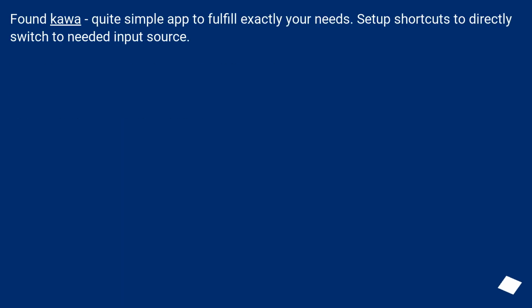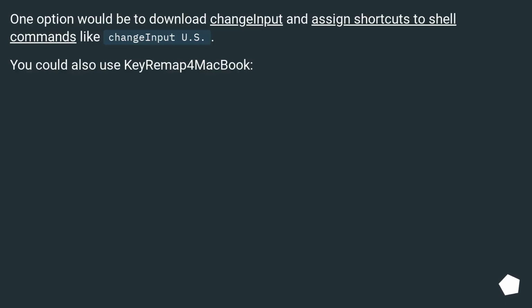Found Kawa, quite a simple app to fulfill exactly your needs. Set up shortcuts to directly switch to the needed input source. One option would be to download change input and assign shortcuts to shell commands like change input U.S. You could also use KeyRemap4MacBook.